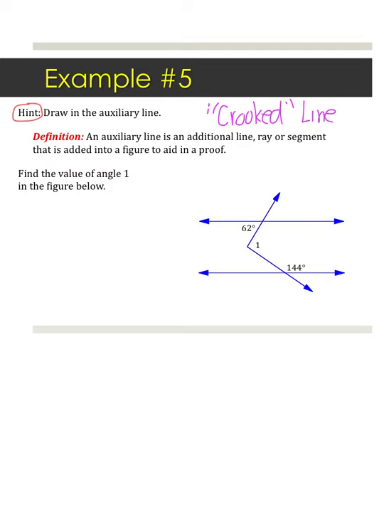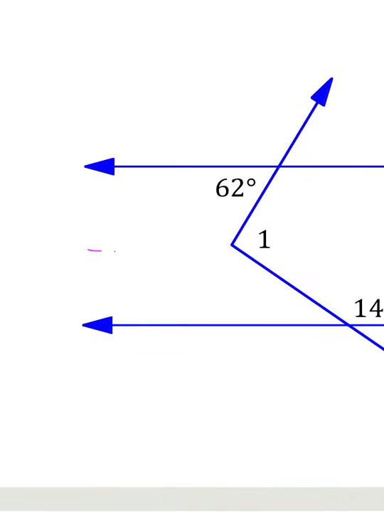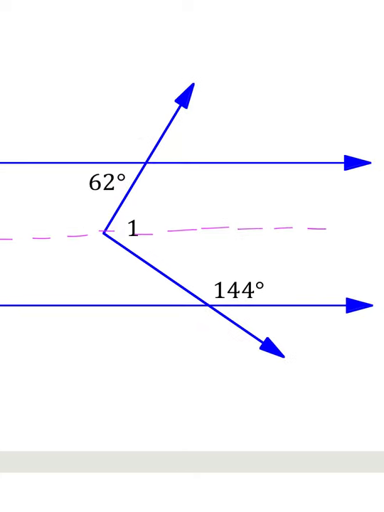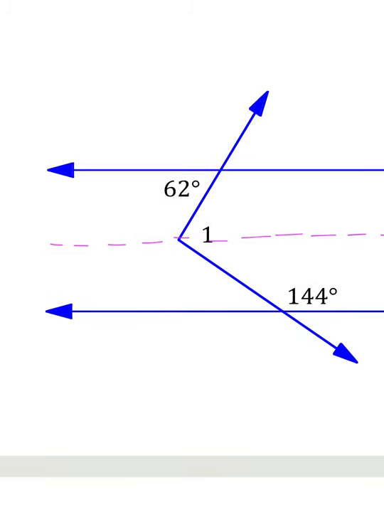So the hint is to draw in, like I said, the auxiliary line. Well, what is an auxiliary line? It is an additional line, ray, or segment that's added to a figure to help us aid in the proof. So what you're going to do is through this crooked line, you are going to draw your auxiliary line that's going to go through the vertex, through the bend of that line. So what we've done here is we have created 3 parallel lines. So I'm going to draw in the arrows. And now I have a set of 3 parallel lines.